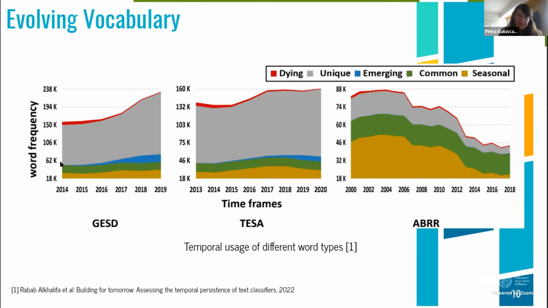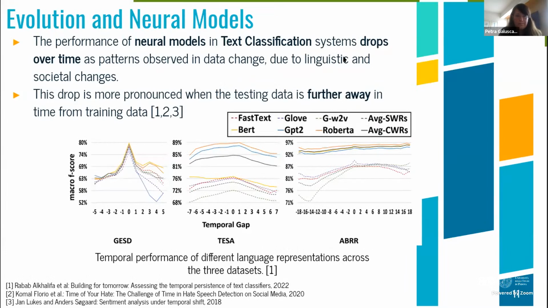The gray part is the words which are unique to a single year. Then there are some words which are used across several years, but not all of them. So those are the seasonal words. And there are some words which emerged in 2016 and were then used up till 2019. The dying words were used in two years and then were not used in the years afterwards. So you can see the number of especially unique words is very large. And this can of course cause problems for models which are trained on data at one time point, at one timestamp, and then tested at a different timestamp.